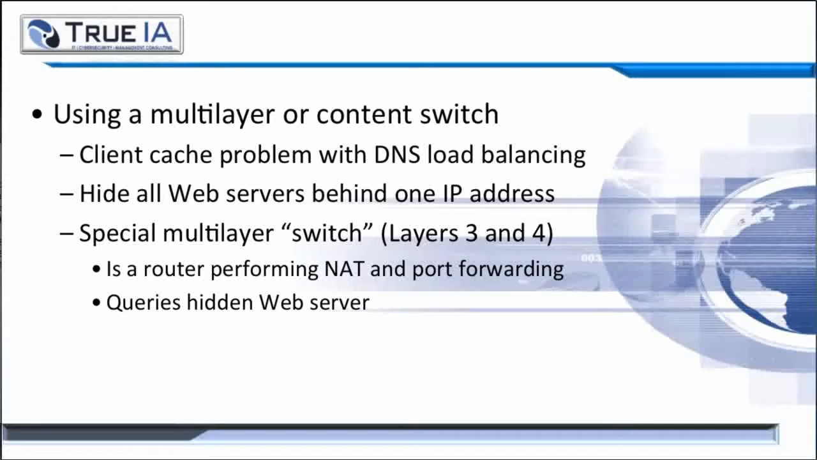So when using a multilayer switch or a content switch like a proxy, you're going to run into a client cache problem, especially with DNS load balancing. So you're going to have to hide the web servers behind a single IP address. Again, you'll need a special multilayer switch. However, this time that multilayer switch will be operating on layers 3 and 4. So the router portion operating at layer 3 will be performing NAT and port forwarding. And layer 4 is going to handle the queries that are hidden behind the web server.